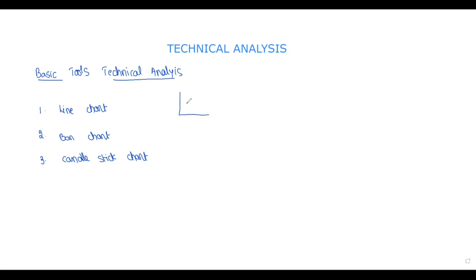Coming to the line chart, we draw the closing points and the chart is like this. Coming to the bar chart, it shows the total range in the time frame, and the open and close will be there. The most widely used chart is the candlestick chart. Most analysts and traders use the candlestick chart. So now we will discuss how this candlestick chart is formed.